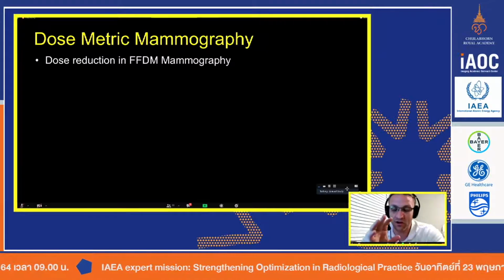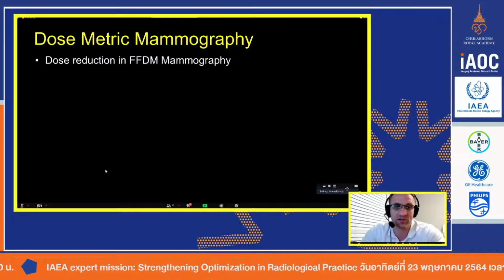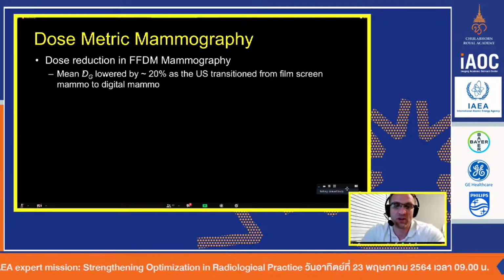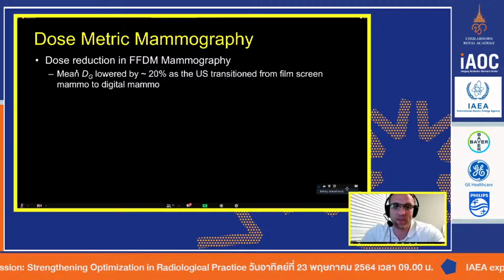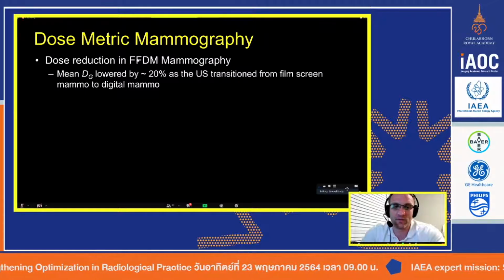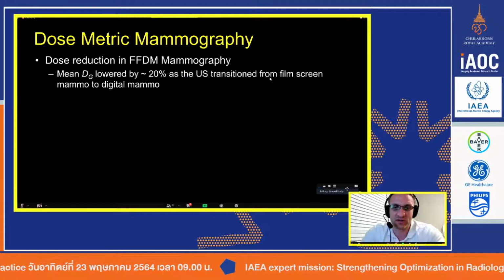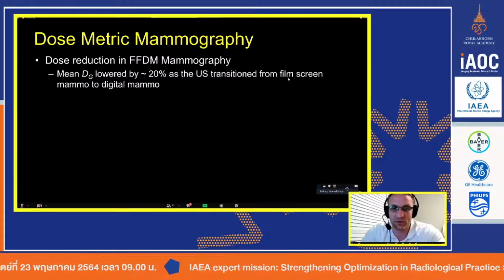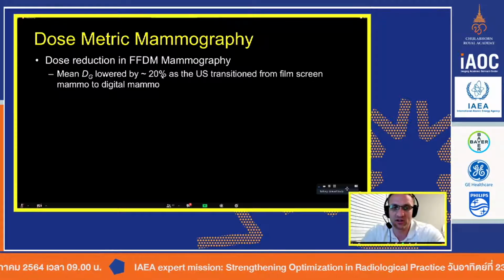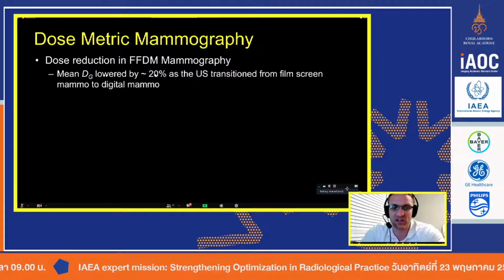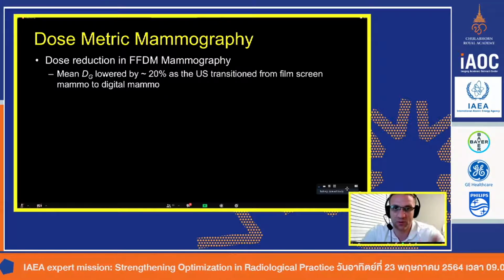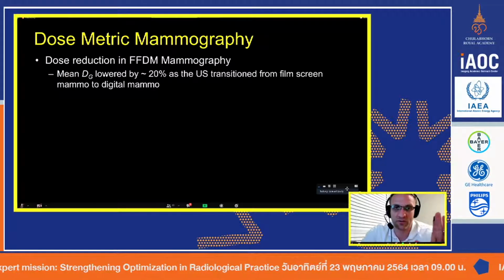For DRLs, we're mostly focused on mean glandular dose. So dose reduction for full field digital mammography: over the last couple of decades, as we've transitioned here in the US from film to digital, we've seen an immediate reduction in dose by about 20%. And that's just simply going from one machine to the next, just going from film to digital.